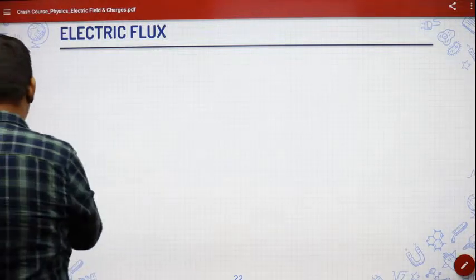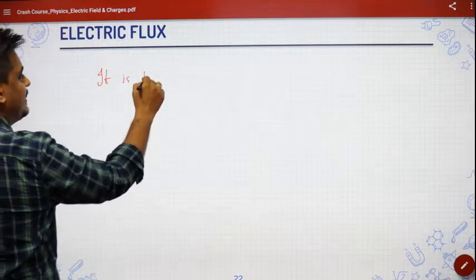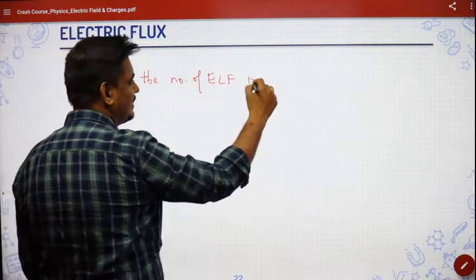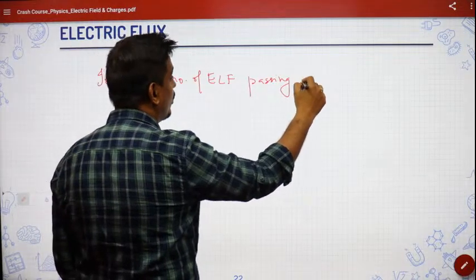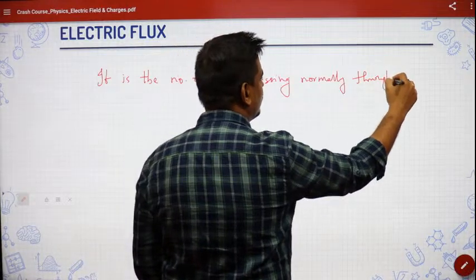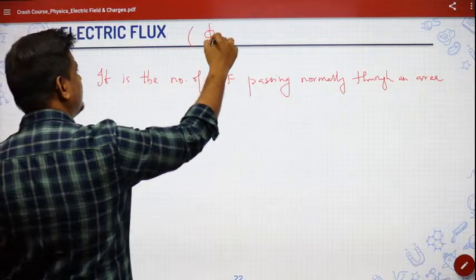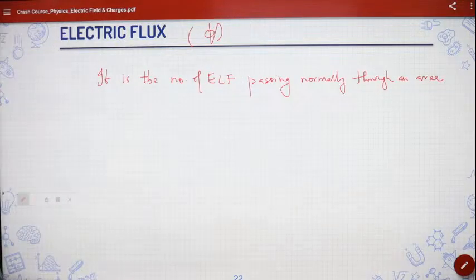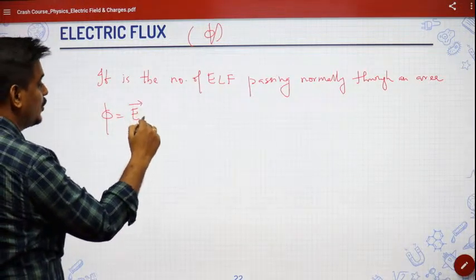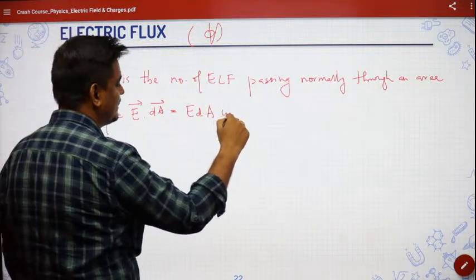As simple as it. So what is electric flux? I will say, I'll write, it is the number of electric lines of forces passing normally through an area. It is represented by phi. The denotation is phi. So mathematically, phi is equal to E dot dA. That is E dA cos theta.